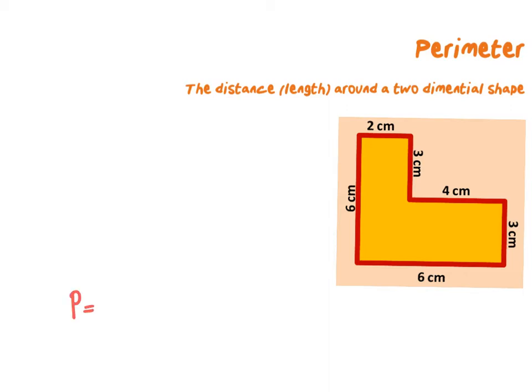Perimeter equals, and now you need to literally trace your finger around the side to see what we're going to do. We're going to say 2 centimeter plus 3 centimeter plus 4 centimeter. So let's write that down. 2 plus 3 plus 4. From there we go down 3 plus 6 plus 6. Adding them all together gives me the distance around the shape, which in this case gives me an amount of 24 centimeters. Don't forget to add the unit in your answer.